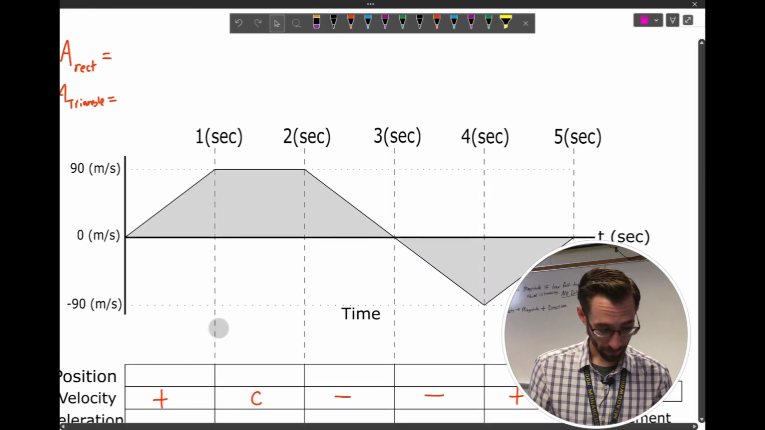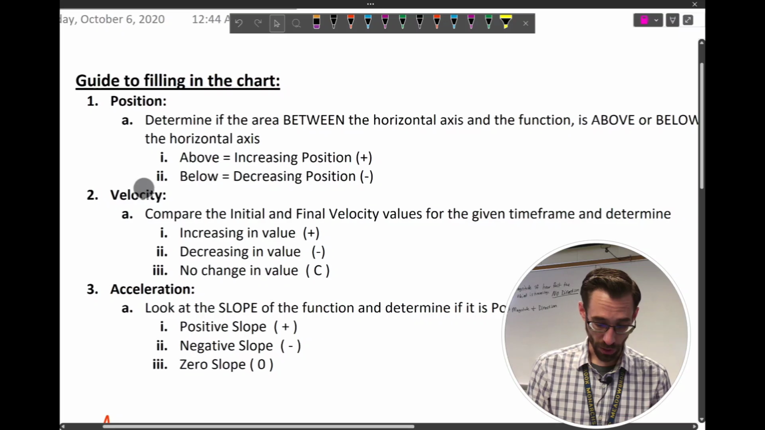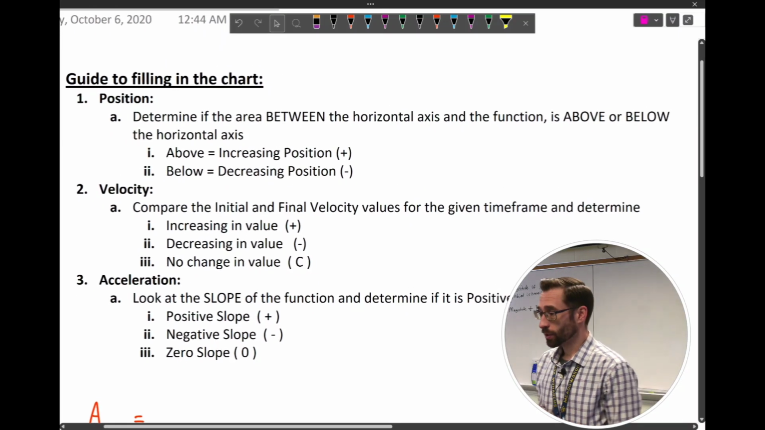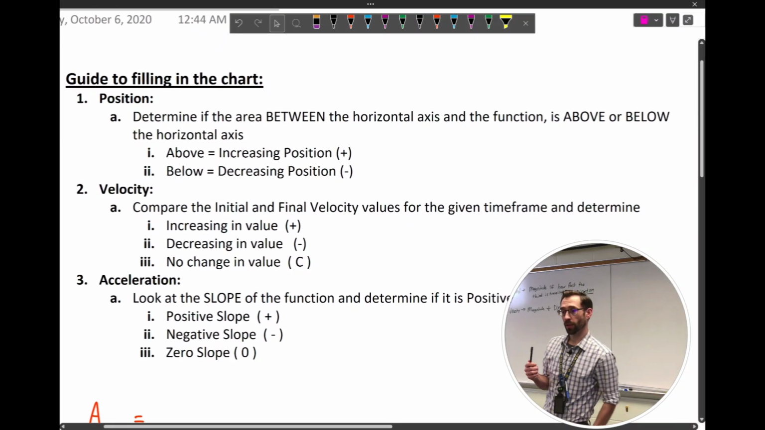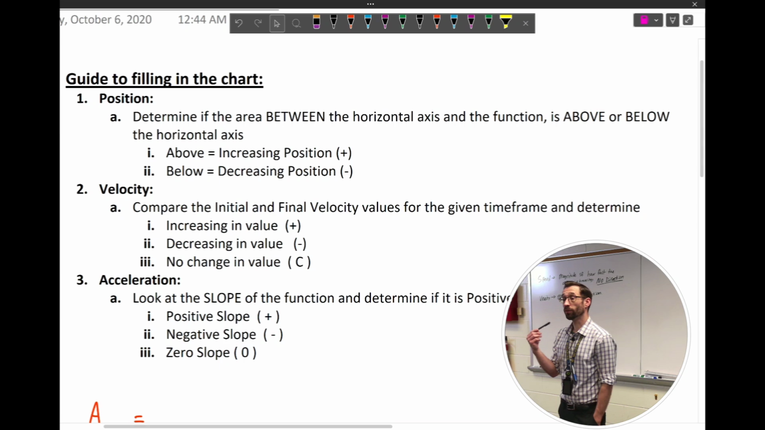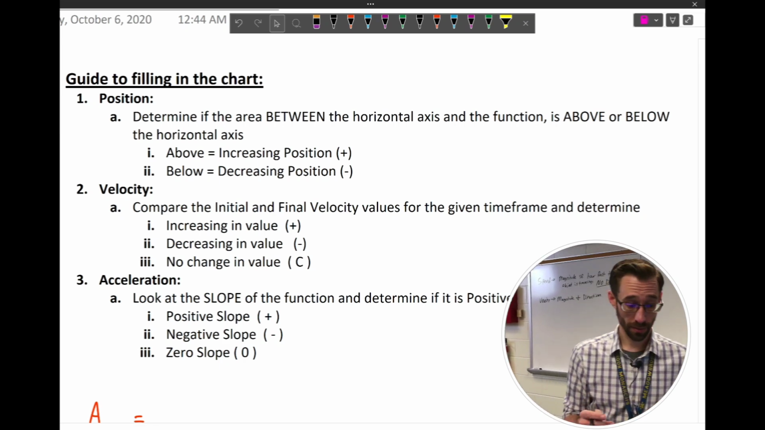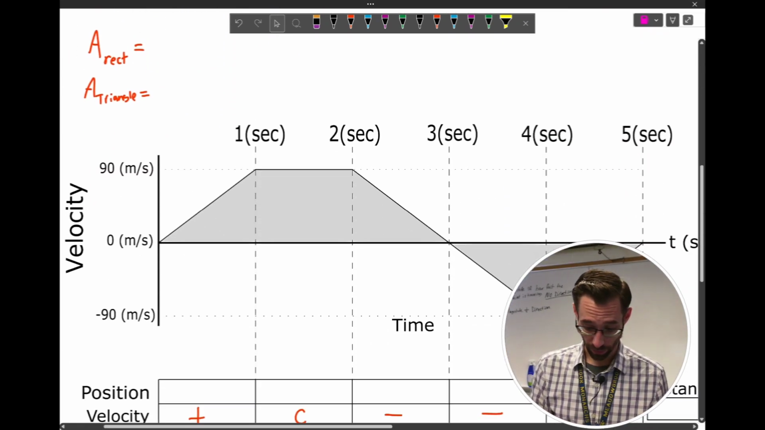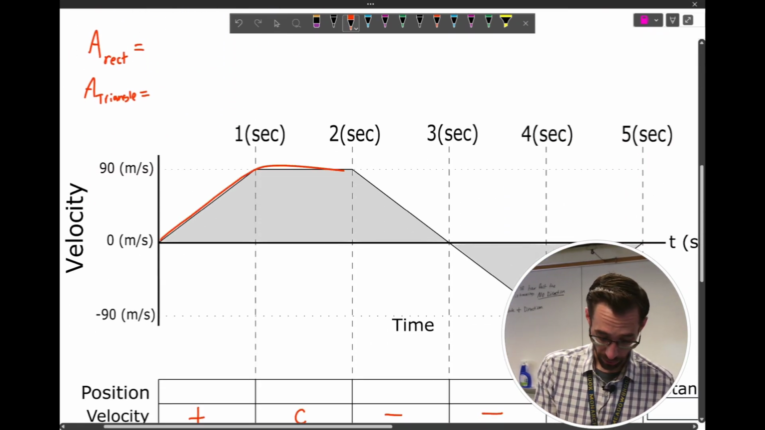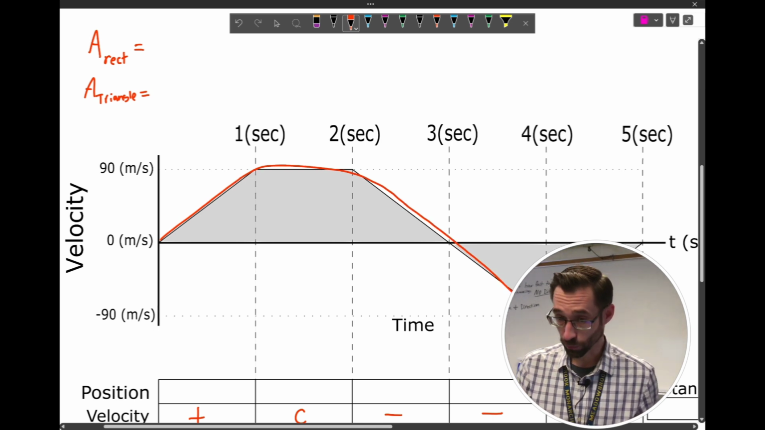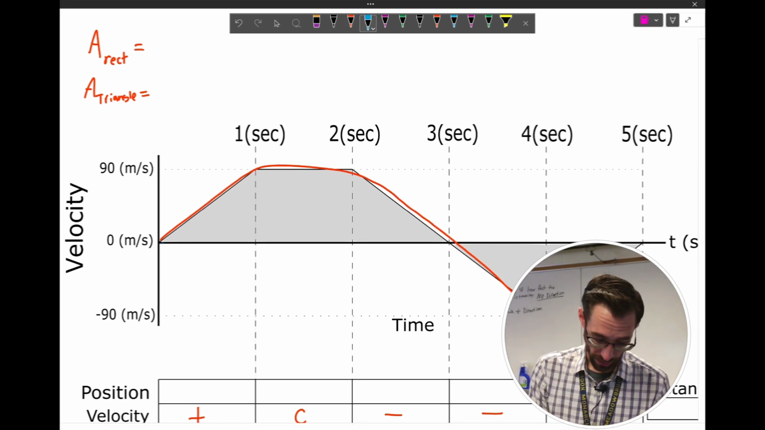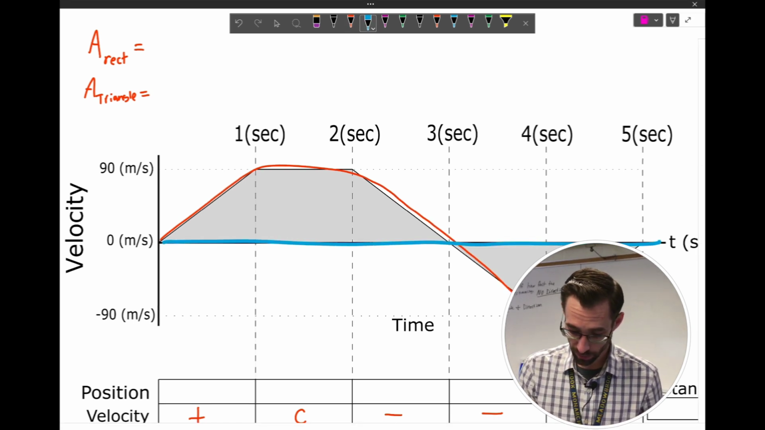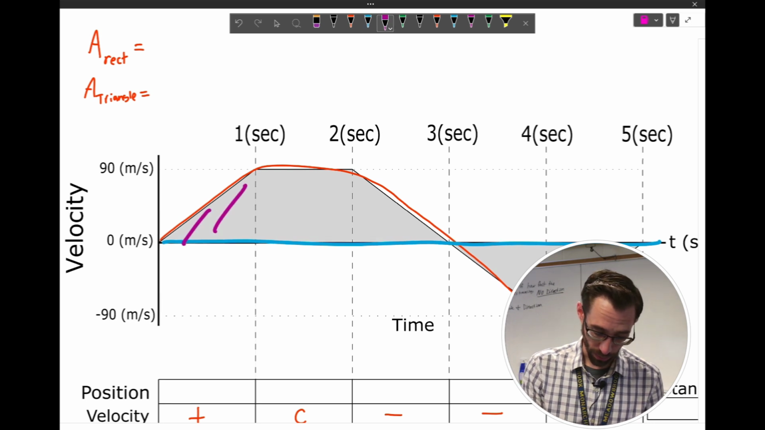So, if I look at the position, determine if the area between the horizontal axis and the function is above or below the horizontal axis. Now, what on earth does that mean? So this is our function here, right? And where's the horizontal axis? Right here. And it's the area in between.